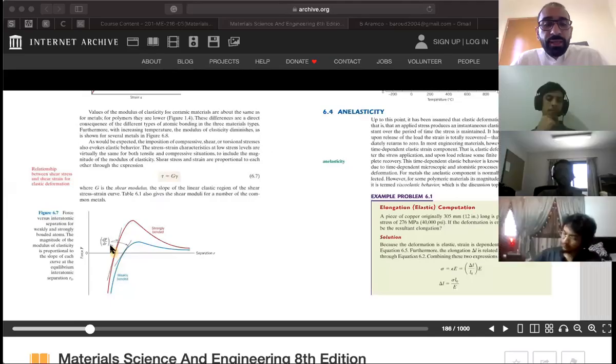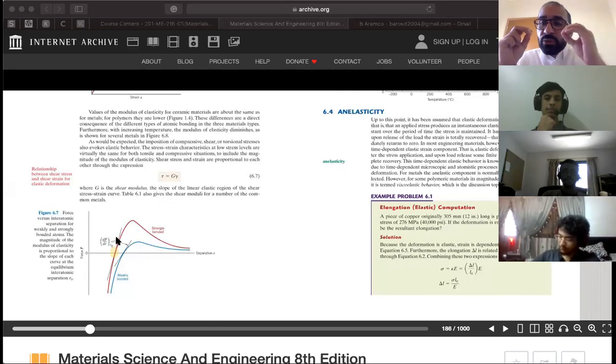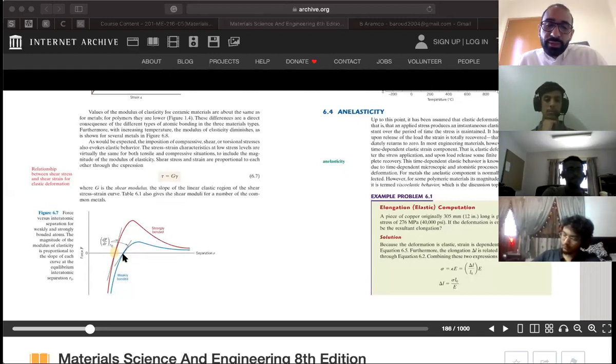So around F net equals 0, the slope here will tell you if it's difficult or easy to increase the spacing between the atoms. So the slope is very important. The slope around F net equals 0 is a good way to tell us whether it's possible or easy to do that or not.